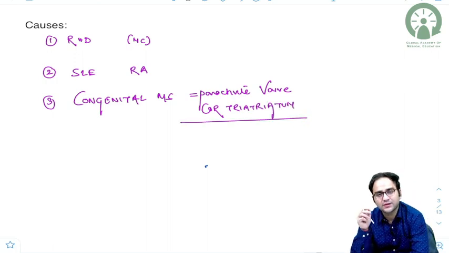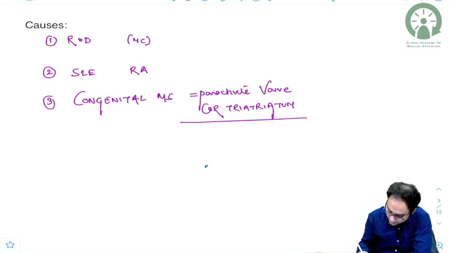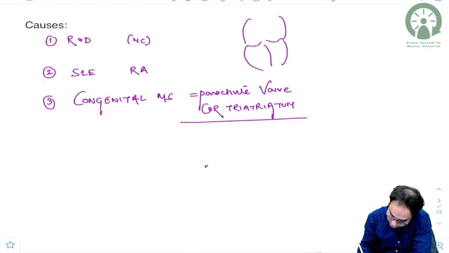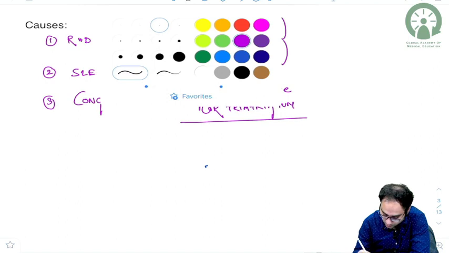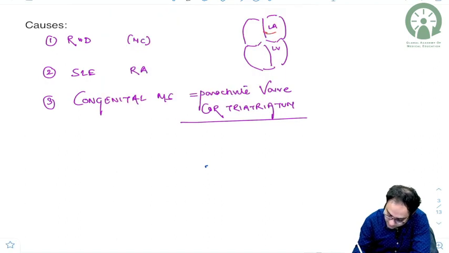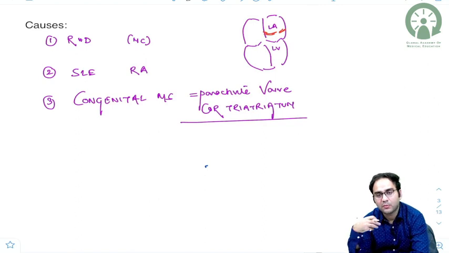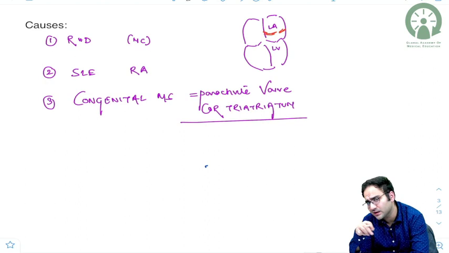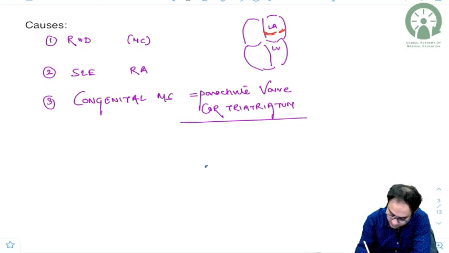Now, what actually is cor triatriatum? It is a supravalvular mitral stenosis. Pay attention to this diagram. If this is the left atrium, left ventricle, and this is the mitral valve, in cor triatriatum we have an obstructive membrane here. So above the level of the valve, supravalvular, you have an obstructive membrane that gives rise to mitral stenosis.